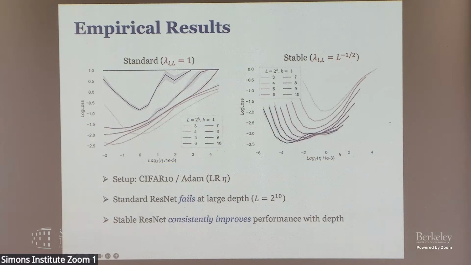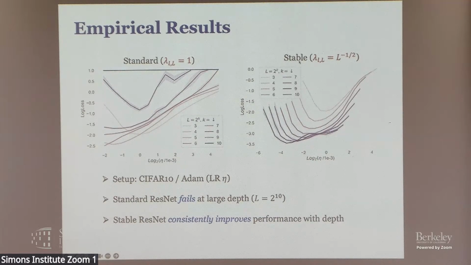Okay, but just to show you some empirical results. These are the numerical results when we train a neural network on CIFAR10 with Adam, learning rate eta. The x-axis is the learning rate eta, so you see a grid, basically. It's like a grid search. And the y-axis is the loss, so the smaller, the better. The left figure here is with lambda equal to 1, which is basically where we don't scale the block.